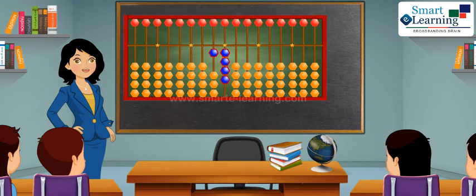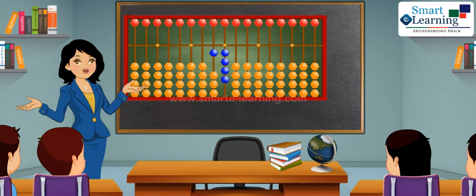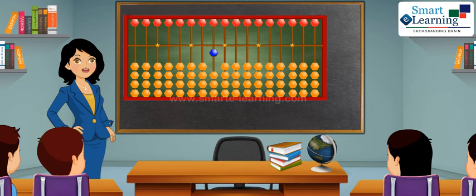This is number 14. To show number 15, 1 on 10's place and bring 4 earthen beads down on 1's place and make 1 heaven bead touch the skyline to show 5 on 1's place. This is number 15.